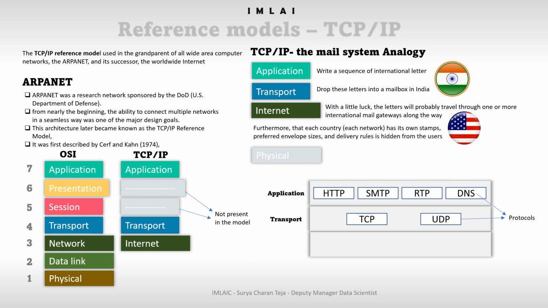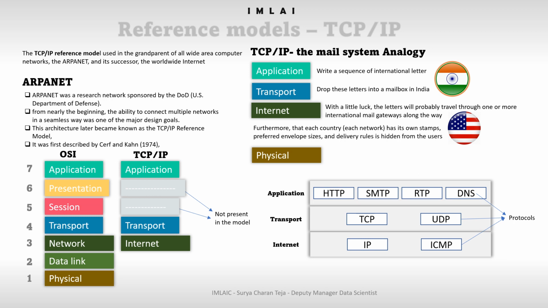And then finally we'll have the physical layer. That physical layer will also be taken care of by the internet only. You can see this internet layer has two protocols, that is IP and ICMP. IP is Internet Protocol and ICMP is Internet Control Message Protocol. And finally, what we have is the link layer or the physical layer.